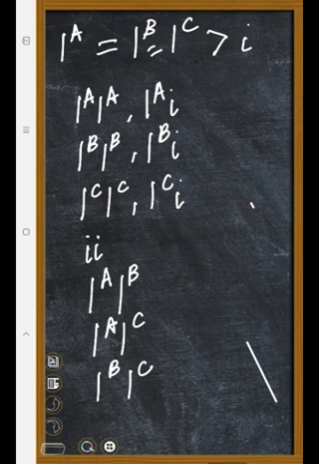Okay. So, may kulang pa ba? A, B, C, AB, AC, BC. And then, small i, small i. So, how many genotypes are possible? We counted already. 1, 2, 3, 4, 5, 6, 7, 8, 9, 10. So, 10 genotypes.